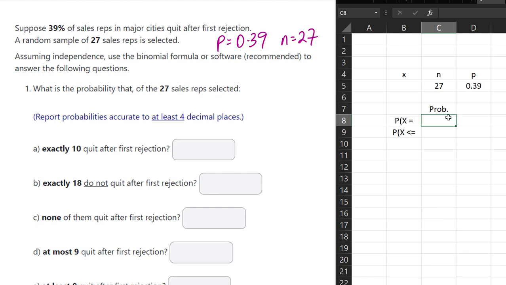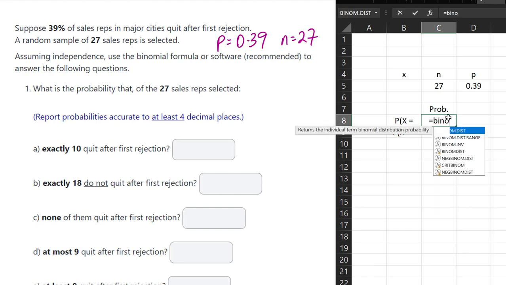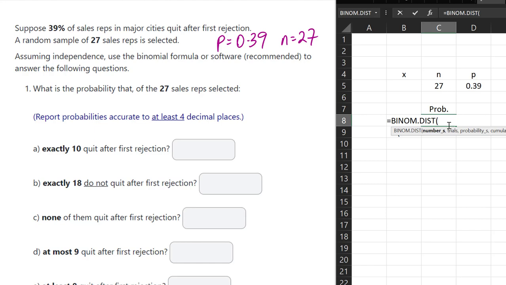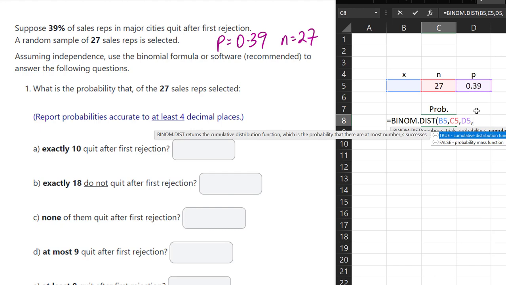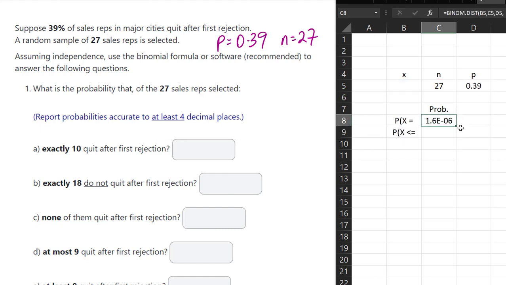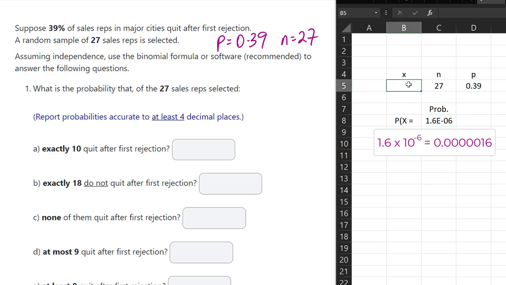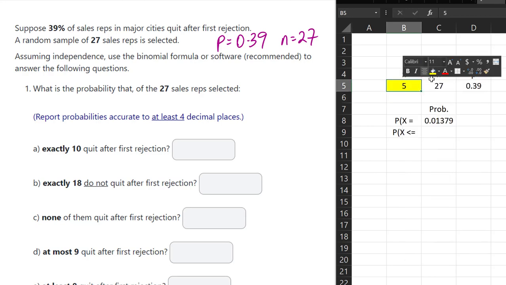Now in Excel, the formula is binom.dist, binomial distribution. So we're going to need the X value, that's the number of successes, comma, we're going to need the number of trials, N, comma, we're going to need the probability, comma, and because it is not cumulative, for the equal one, we're going to put false or 0 here. Now the answer shown here is because it's assuming we have a 0 for X here. So I'm just going to put a value like 5 for X for now. And let me just highlight that yellow.